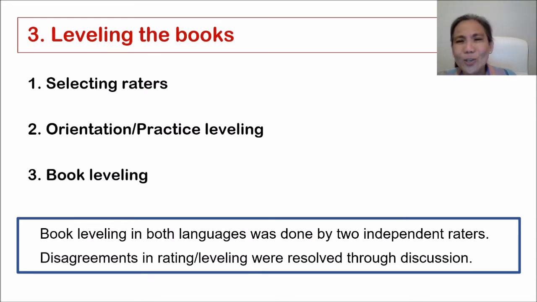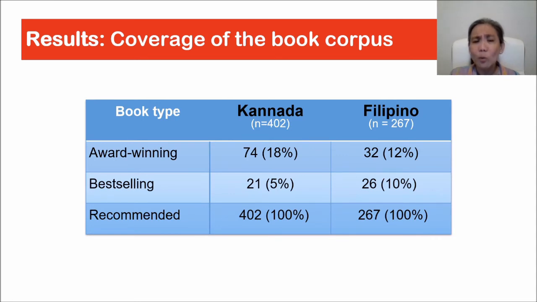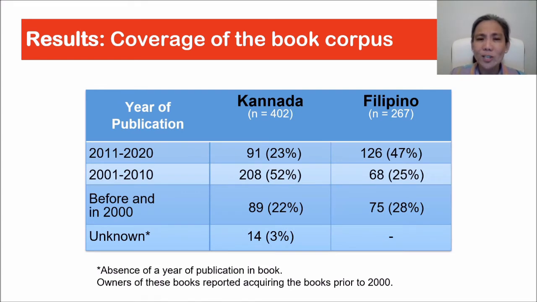Strategies that were used to resolve disagreements included reviewing the book and comparing it against others that have been assigned to the same age or category, and even exchanging notes regarding one's experiences raising their own children and/or teaching young children. Results show that in both languages, all the titles were recommended, and the award-winning titles and best-selling titles met the target percentages. In both languages, the books were published in different decades.